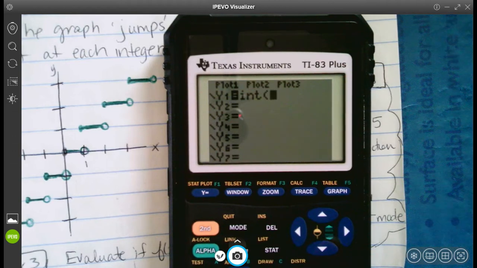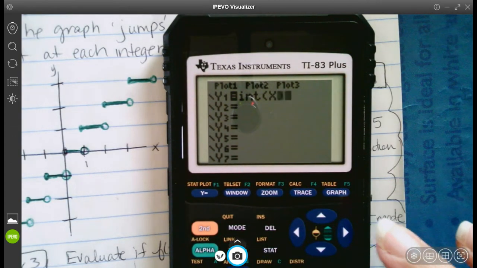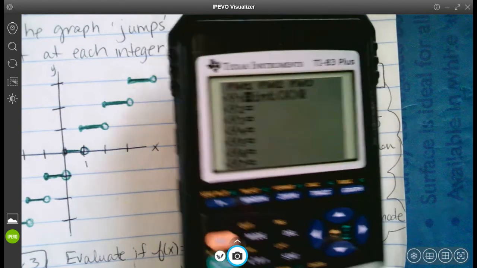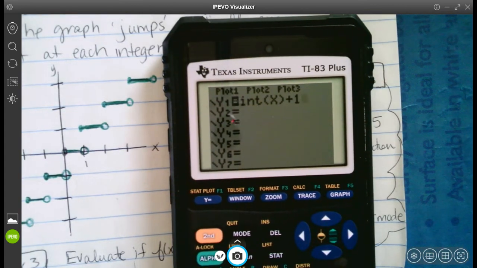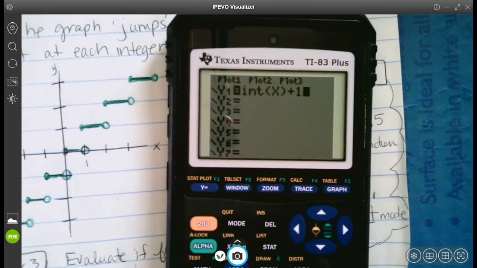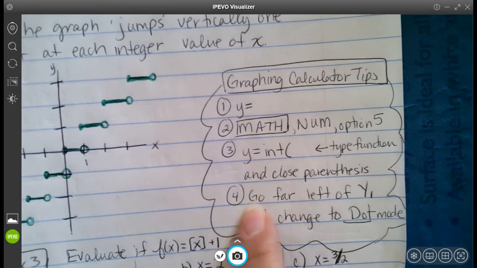Okay, int parentheses, and I'm going to go ahead and put my x in there, close the parentheses, and then do, let's see, +1. I'm just putting the one I have underneath, which is our next example. Okay, so there it is, and that's all the way up to step 3. Okay, now we have to go to step 4.